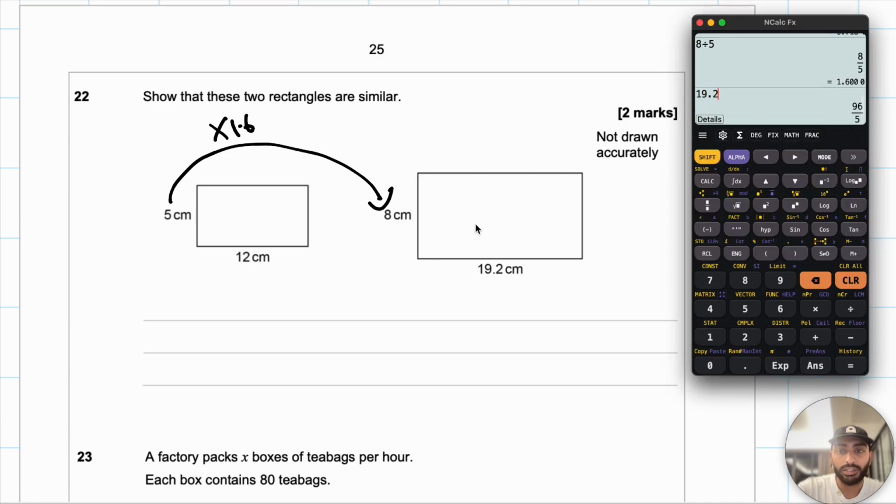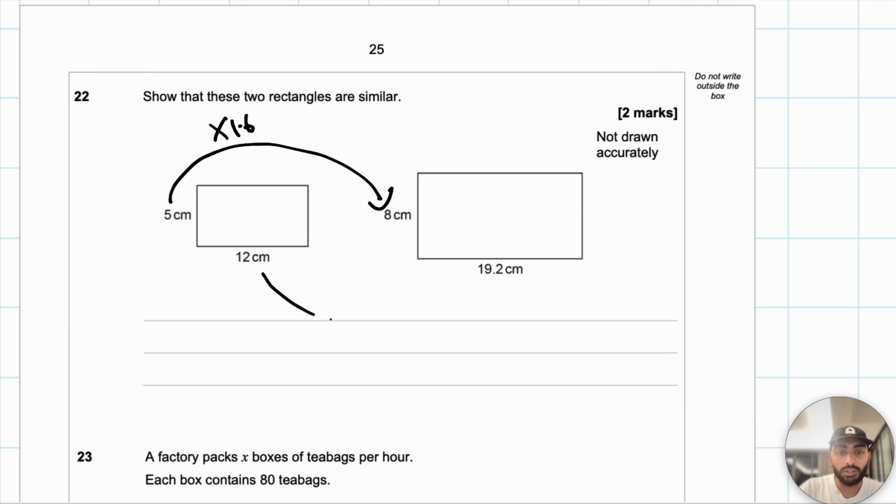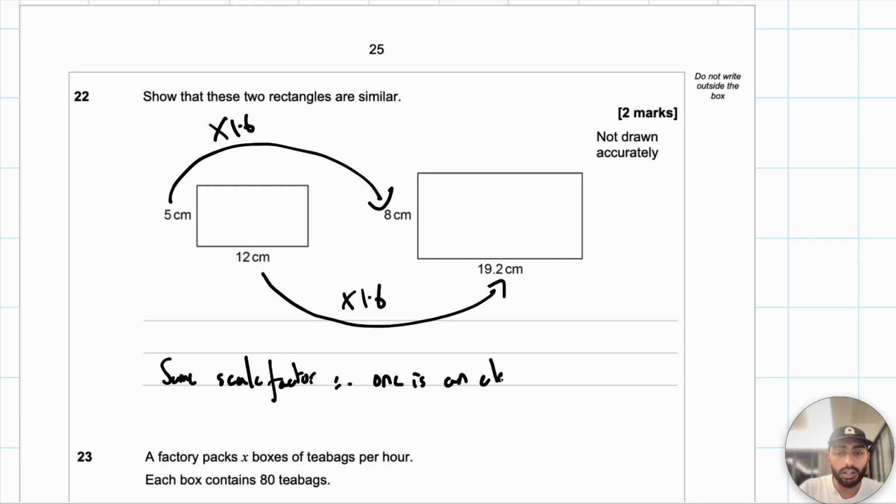And if I do 19.2 divided by 12, that also gives me 1.6. So multiplying from there to there is also 1.6. Because it's the same scale factor, that means these two rectangles are similar. Same scale factor. Therefore, one is an enlargement of the other and similar.